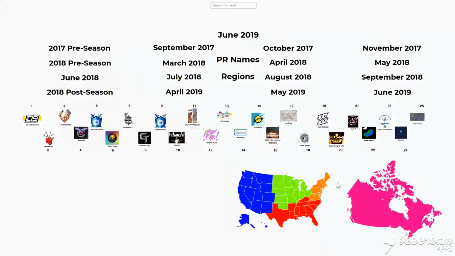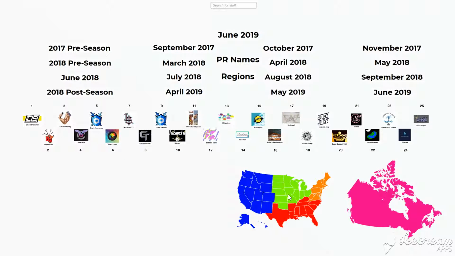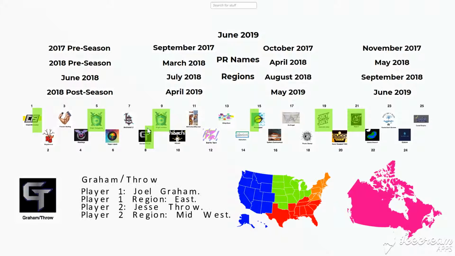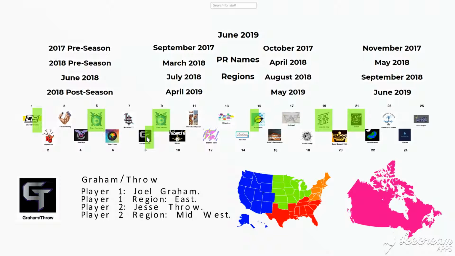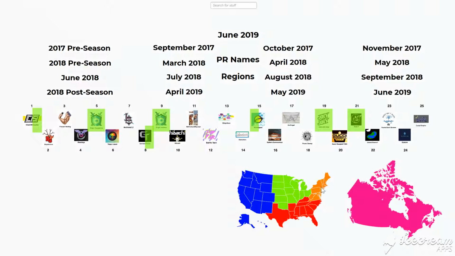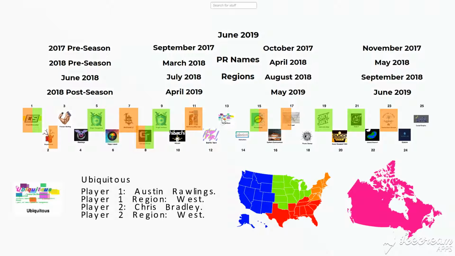Regions, you can bring up maps of the US and Canada. Say we hit the Midwest, we will be able to see all of the teams that were full Midwest highlighted in green, and half Midwest highlighted with half of their names in green. Like Graham Throw, Jesse Throw from the Midwest, but Joel Graham's from the East. If you click on the East region, then they'll show up as half and half.